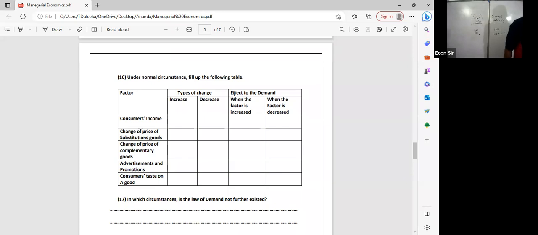And again, consumers' taste on a good. There is also like that. When the taste goes up, demand also goes up. When taste comes down, then demand also reduces. That is the pattern between the determinants of demand and the demand of a commodity. Right?